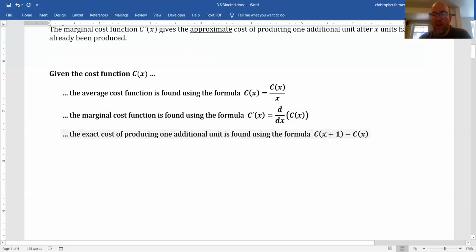But all we're saying to find that exact cost is to take the cost function, evaluate it at 1 more than what you started with. And if you subtract those 2 cost functions, that'll automatically give you the difference in price between that one extra unit versus what we had before. And so you can just evaluate the cost function at one more unit, subtract away the original cost function, that will give you the exact cost.